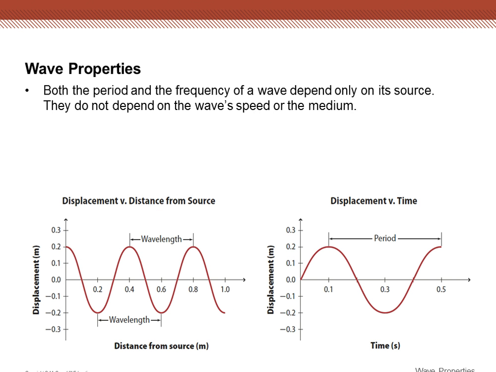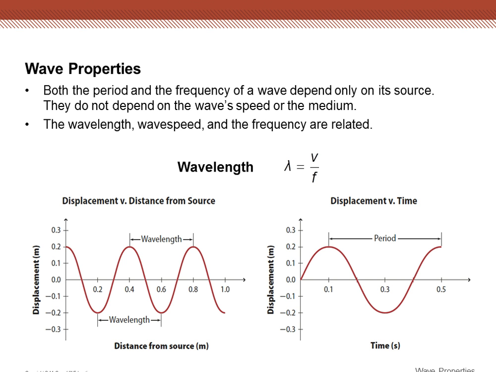Both the period and the frequency of a wave depend only on its source, what is creating this wave. They do not depend on the wave's speed or the medium through which it propagates. The wavelength, the wave speed, and the frequency, however, are related. And so we can relate the wavelength lambda, that is equal to the wave speed divided by the frequency.